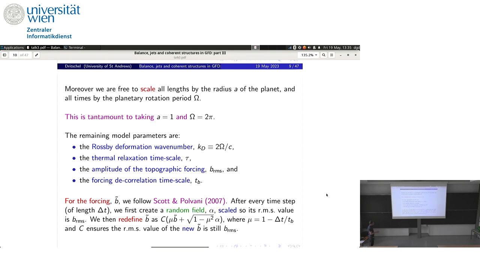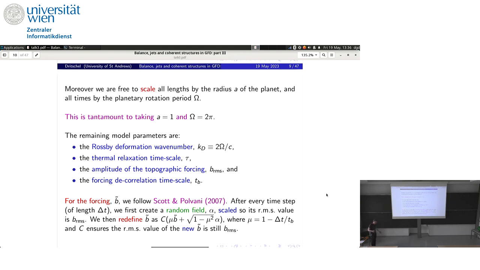Amplitude of forcing is a very important parameter. I'm going to call it BRMS, so we'll talk about how we set that in a minute. So we're setting the root mean square displacement at any given moment. And then there's a final parameter, the forcing decorrelation timescale, the timescale for the forcing to look quite different, or almost totally different, after time TB. You'll see that in a moment, yeah.